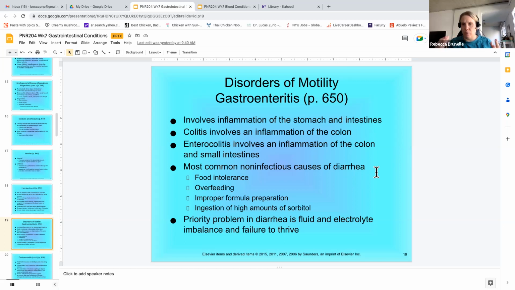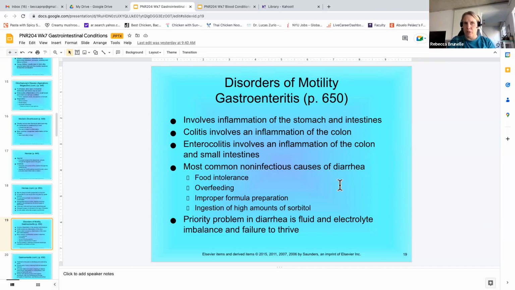These are things that are going to be acquired problems with your GI tract after you're born. So, colitis just means an inflammation of the colon. It can be related to an infection. And then enterocolitis is inflammation of the colon and the small intestine. So just be aware that you can have inflammation and problems throughout your GI tract.